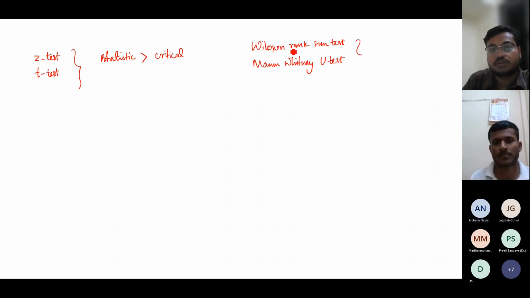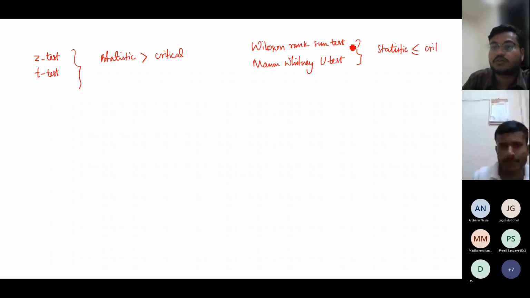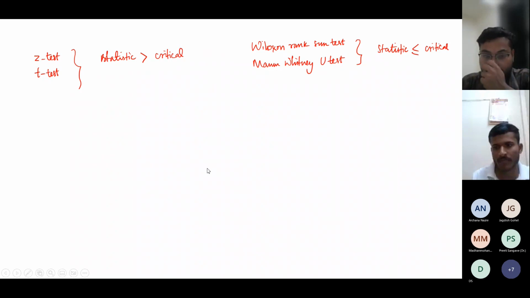You check if the statistic value is less than or equal to the critical value while checking the table. Also, just as a warning, for the Mann-Whitney U test and the Wilcoxon rank sum test, there are a lot of different kinds of tables available.